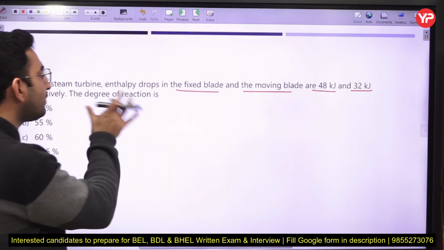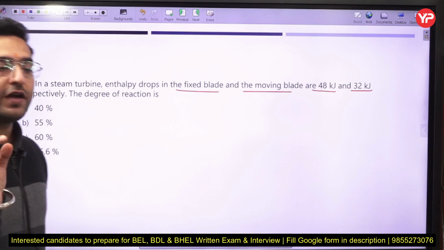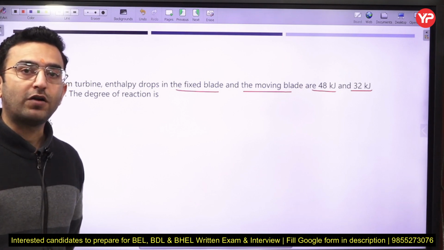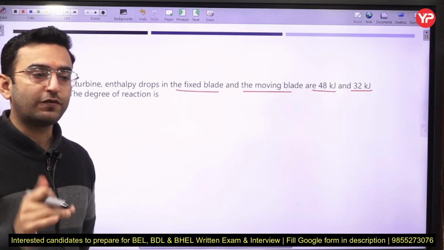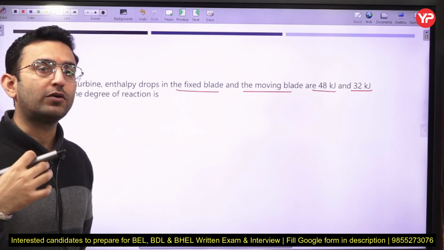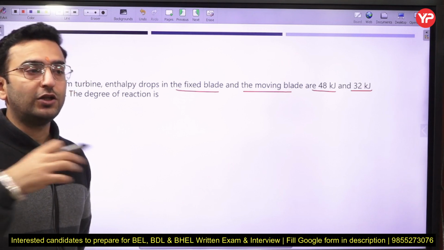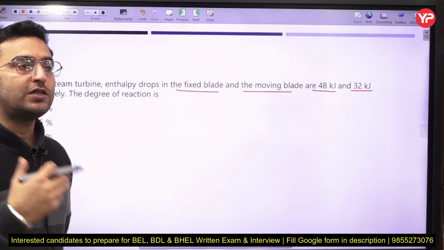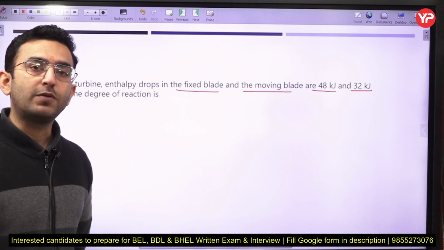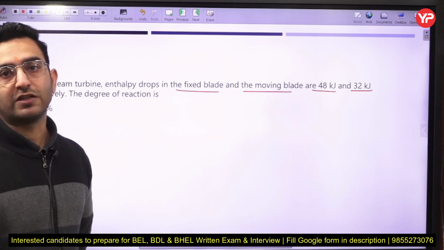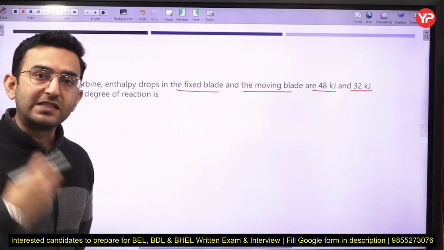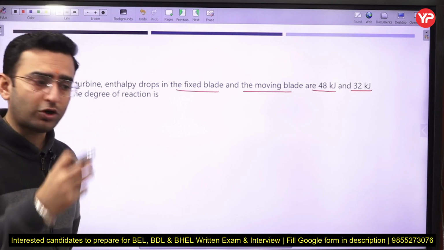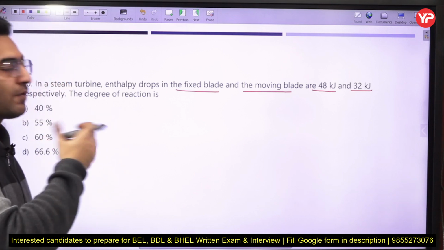Now what is the meaning of degree of reaction here? Degree of reaction is a very important term in the case of hydraulic turbines as well as in the case of steam turbines. When we talk about the hydraulic turbines, it tells you about the contribution of the pressure energy in the total amount of work produced. Because in the case of reaction turbine, the work output is produced due to the contribution of pressure energy as well as the kinetic energy. But what is the exact contribution of pressure energy, that can be calculated by the degree of reaction.